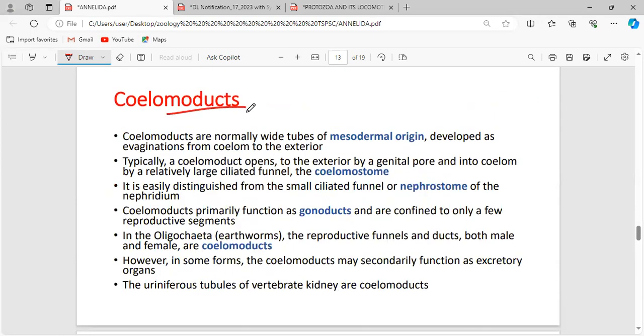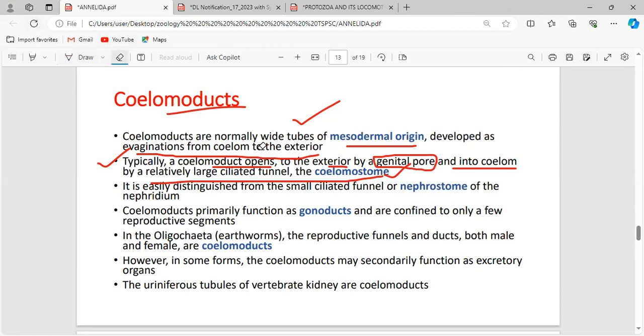Next, coelomoducts. Coelomoducts are normally wide tubes of mesodermal origin, developing as evaginations from the coelom to the exterior. Typically, a coelomoduct opens to the exterior by a genital pore and into the coelom by a relatively large ciliated funnel, which is called the coelomostome. See, the large ciliated funnel in the case of coelomoducts is called a coelomostome.